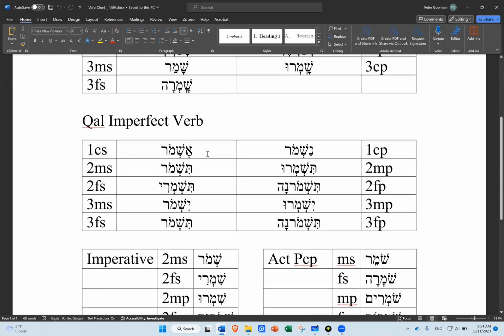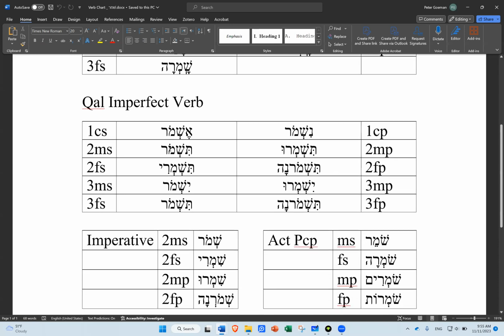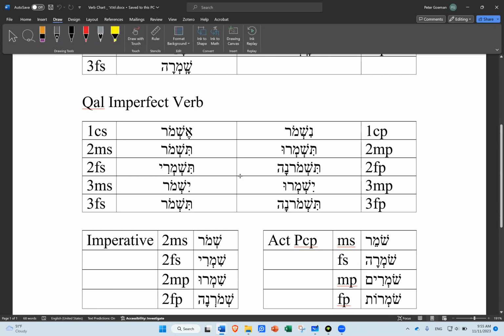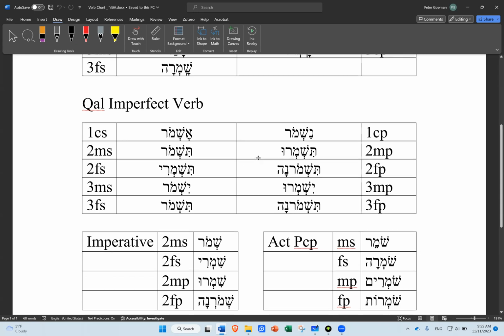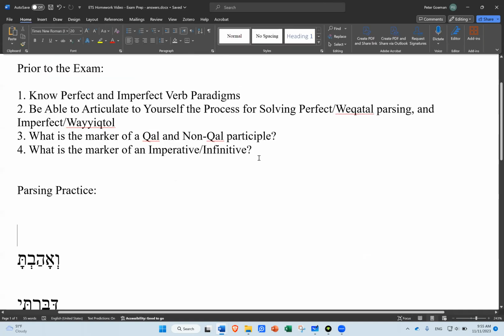And the same thing with the imperfect. You really need to know those as well: eshmor, tishmor, tishmeri, yishmor, tishmor, nishmor, tishmeru, tishmorna, yishmeru, tishmorna. Okay, all of those are important, and I will not be providing you with any help with regard to that. So you absolutely have to know that for the exam.